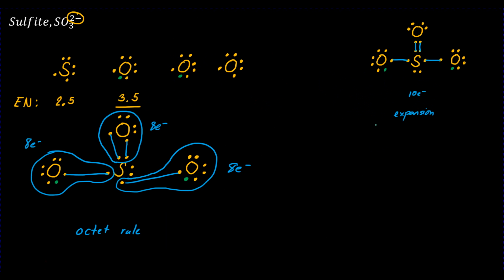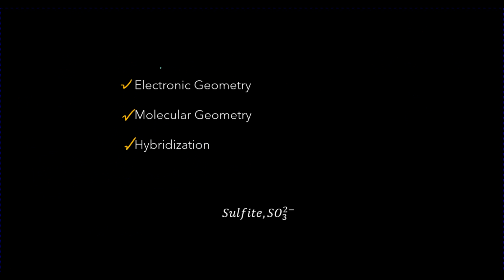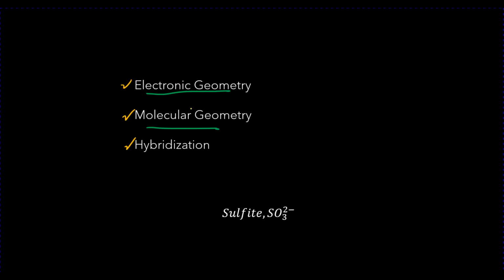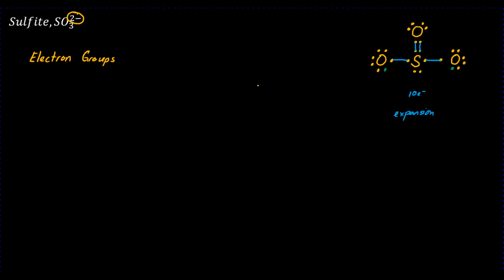Okay, so I will clear the screen and let's answer what is the electronic geometry and molecular geometry. This is very easy. The best way to know the electronic geometry and molecular geometry is to learn how to count electron groups. You need to count electron groups to determine the electronic geometry and molecular geometry of a molecule or a polyatomic ion. So in counting electron groups, you just make a table.